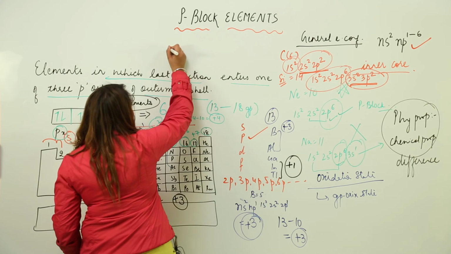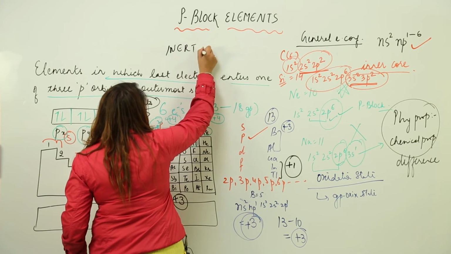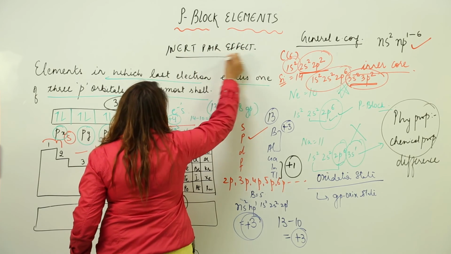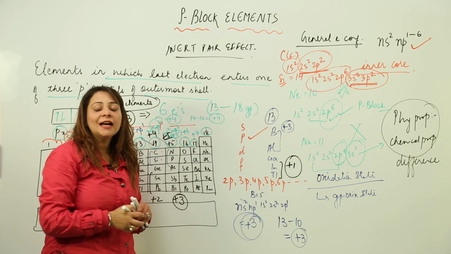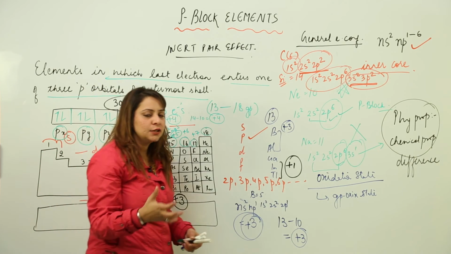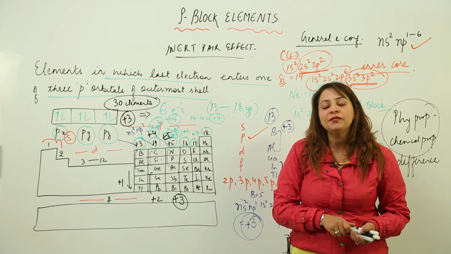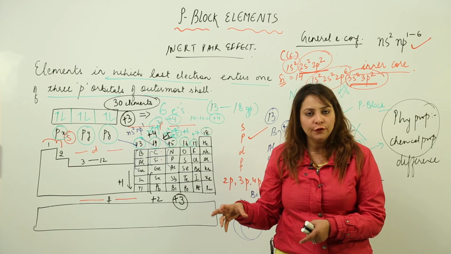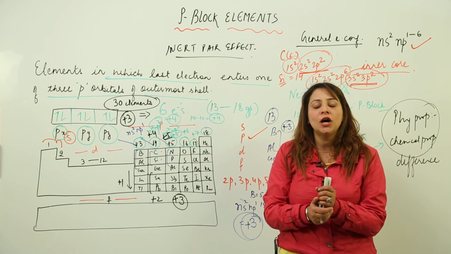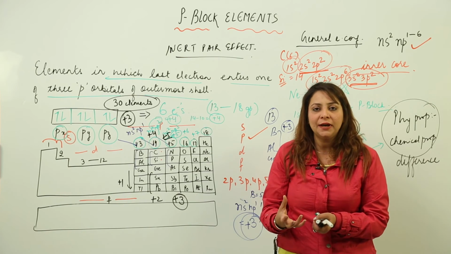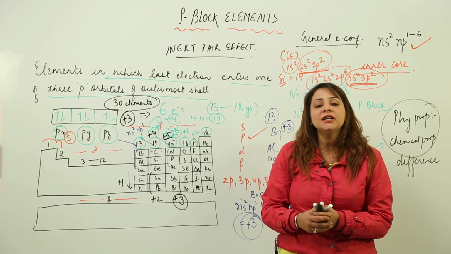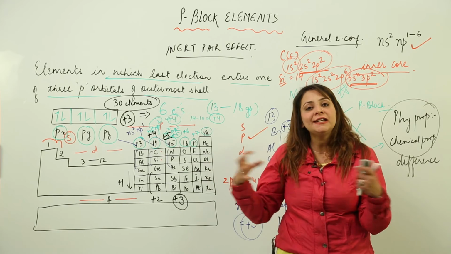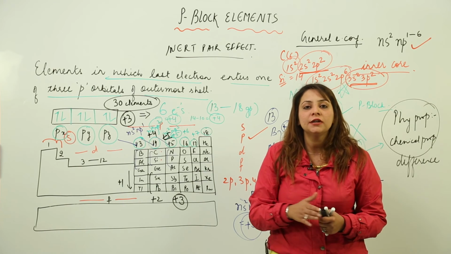And the reason for this is the inert pair effect. We will discuss it when we start with the chemical properties. Just as a hint, the inert pair effect is the reluctance of the s electrons to participate in bond formation. The s electrons are not shielded properly due to the filling of d and f orbitals, so the nuclear charge on them increases, and as a result the s electrons are tightly pulled by the nucleus and do not participate in bond formation.